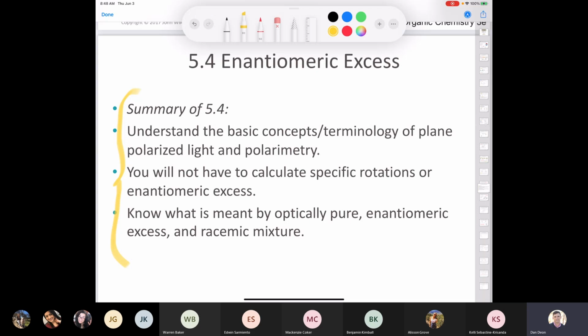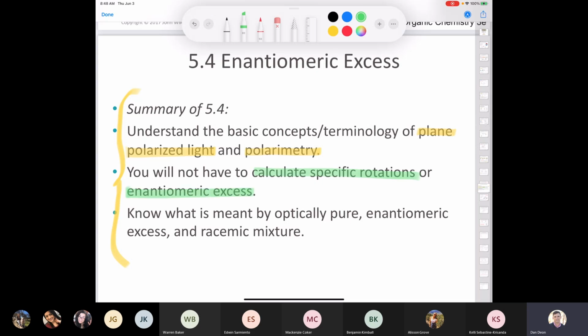So you need to understand the idea of plane polarized light, right? We talked about that quite a bit. And what a polarimeter does, right? You make the sample, you shine the light through it, it rotates the plane polarized light, you measure it. I'm never going to ask you to do a calculation about a specific rotation, okay? I'm never going to ask you to calculate an enantiomeric excess.